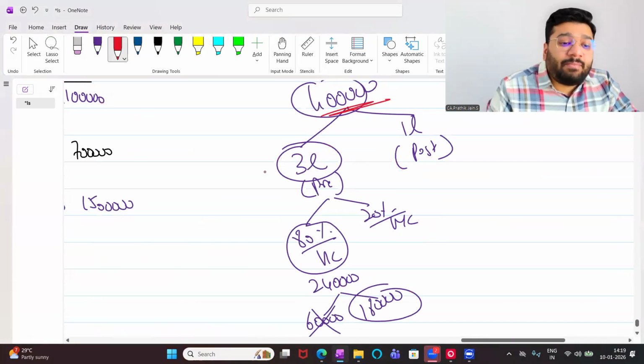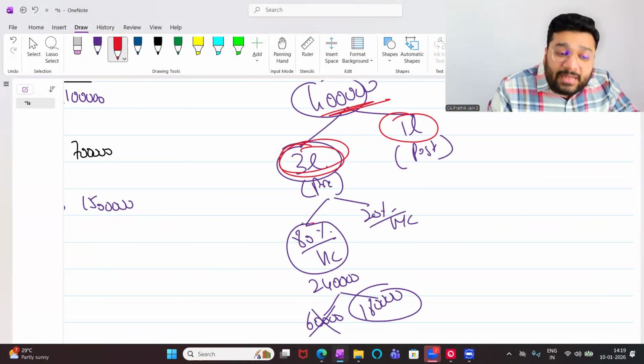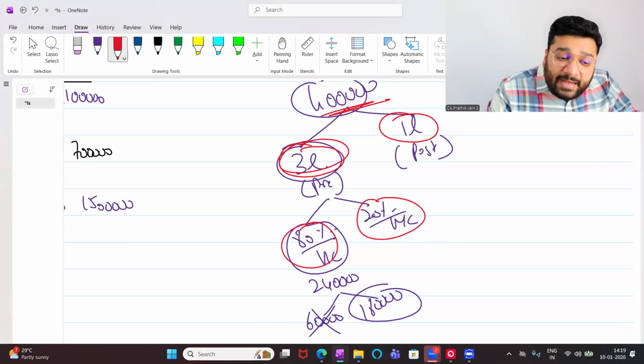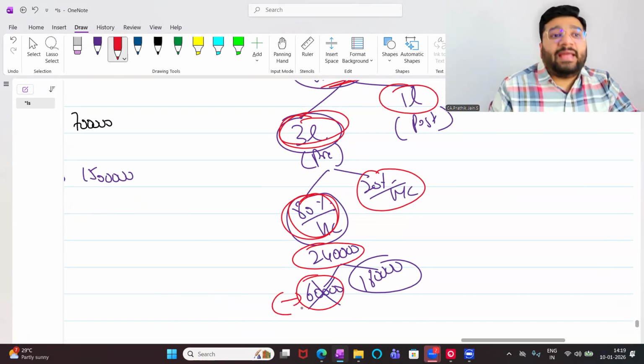In this 4 lakh rupees, I'm bifurcating pre separately, post separately. Out of this pre, 80% belongs to holding, 20% to minority. Yes or no? So what is 80% of 3 lakh? 240 ka profit I'm buying, by paying how much? 60. So this much I'll knock off against investment.